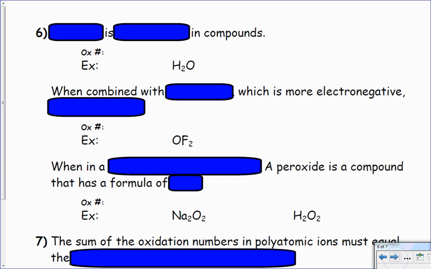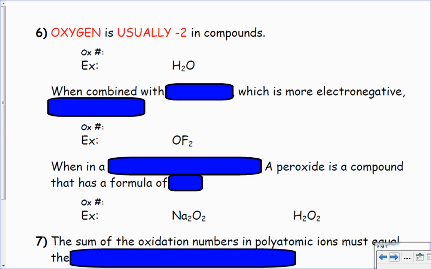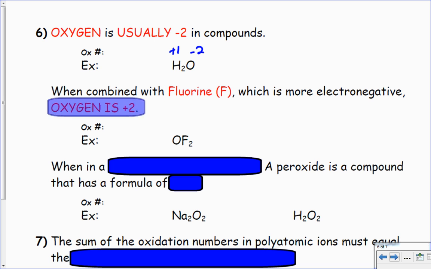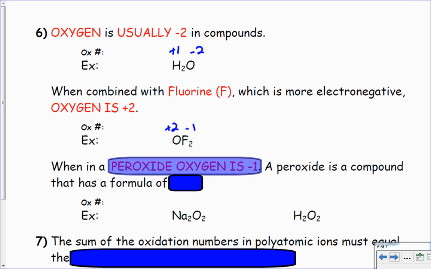Yes, we are. On to rule 6, and we're almost done. Oxygen is usually -2. It's almost always a -2. There have to be specific rules for it to not be -2. So when I see oxygen, one of the first things I do is assign it a -2. That's a trick for most of these. When combined with fluorine specifically, it becomes a +2, because fluorine has got to be a -1. There's 2 of them, which is a -2, so I need a +2 to cancel it out.